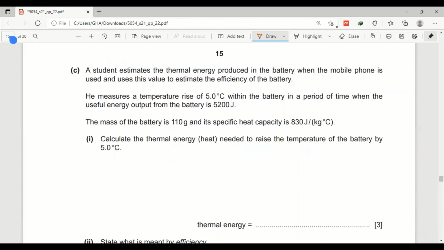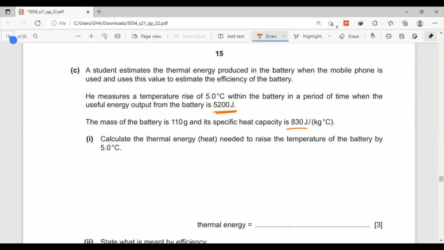And the next is, a student estimates the thermal energy produced in the battery when the mobile phone is used, and uses this value to estimate the efficiency of the battery. He measures the temperature rise of 5 degrees. This is the change of temperature of the battery in a period of time when the useful energy output of the battery is 5200 joules. So this is the output. The mass of the battery is 110 gram and the specific heat capacity is 830. Calculate the thermal energy needed to raise the temperature of the battery by 5 degrees Celsius.